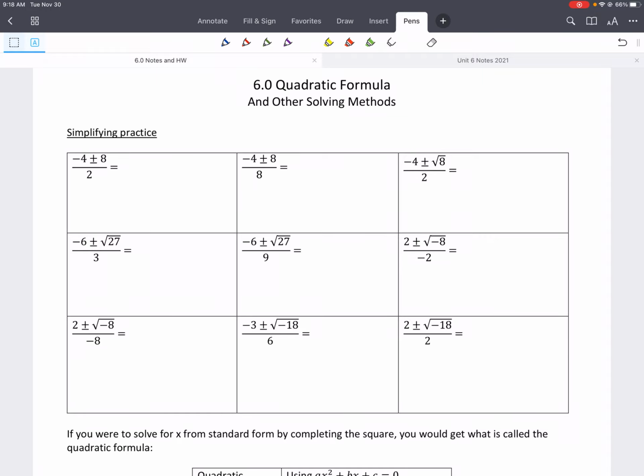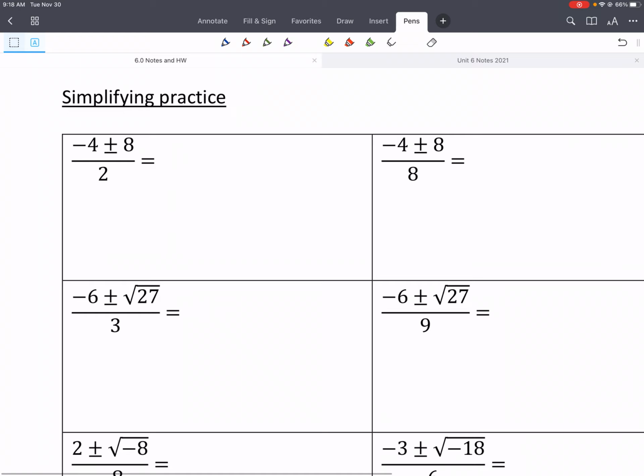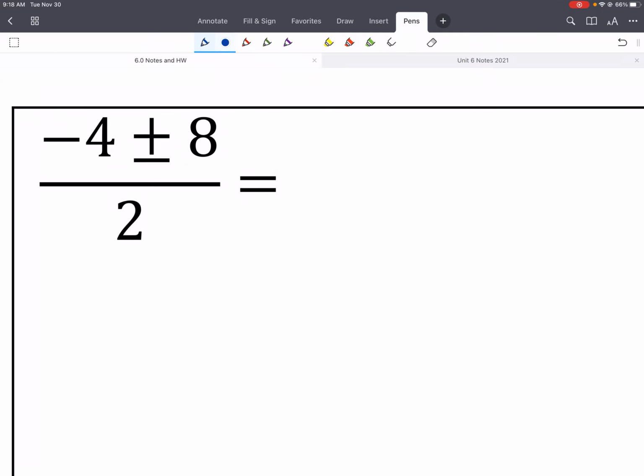Before we get into that, let's do some simplifying practice. A lot of your problems when you use the quadratic formula, you end up getting things like this, and we just need to know how to simplify from that point. So let's do a couple of these. There are different ways we can simplify, whatever works best for you, but basically we want to reduce the numbers or combine like numbers if we can.